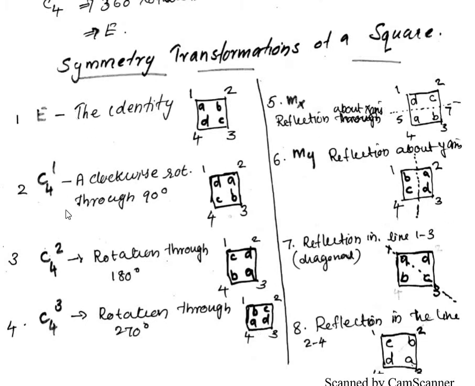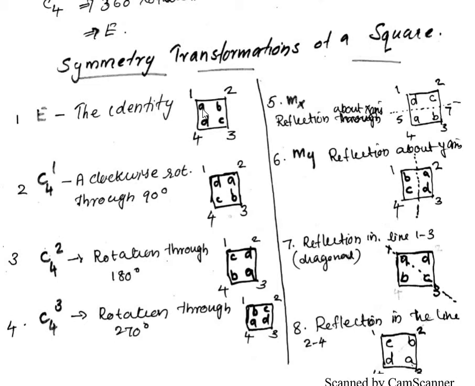These are the elements E, C4^1, C4^2, C4^3, Mx, My. This is represented by sigma U, and this is represented by sigma V, that we can find in our next slide.